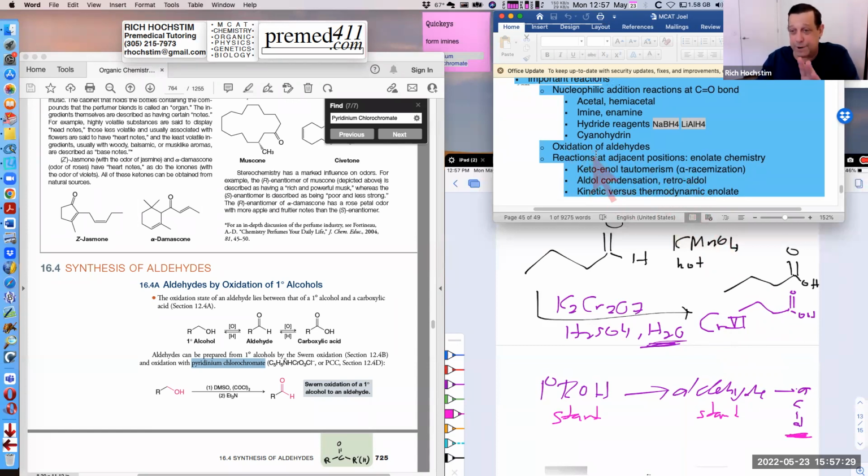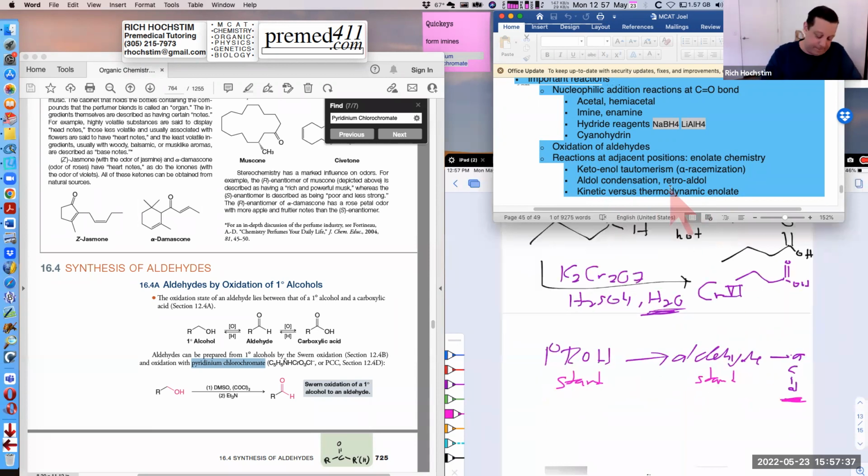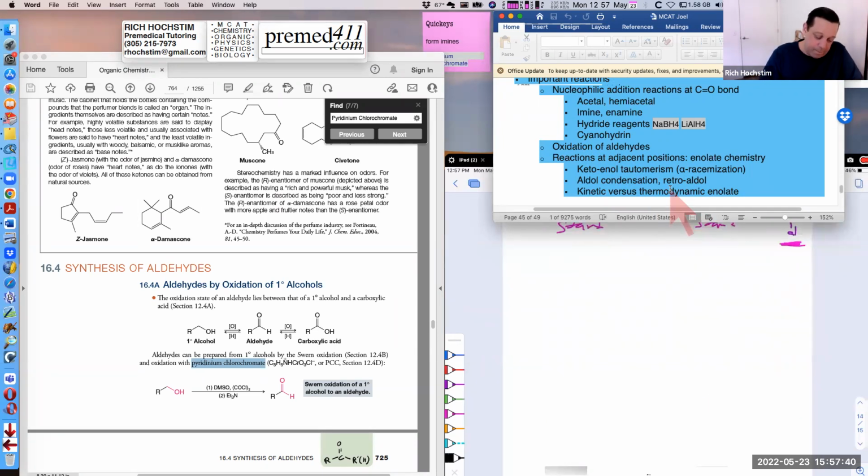We've got the oxidation of aldehydes done. Now, reaction of adjacent positions, enolate chemistry. Okay. So here's what happens if we have a molecule like this. This is the alpha hydrogen. The alpha hydrogen is adjacent to the group of interest. And the group of interest, it's like an FBI thing, is the carbonyl group for aldehydes and ketones. For other groups, it's whatever is the group of interest. It doesn't have to be a carbonyl.